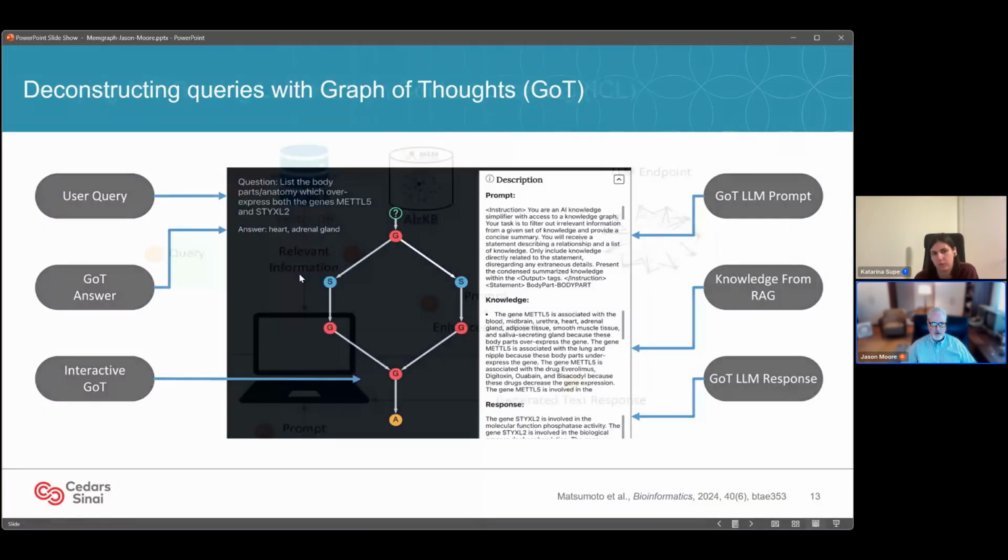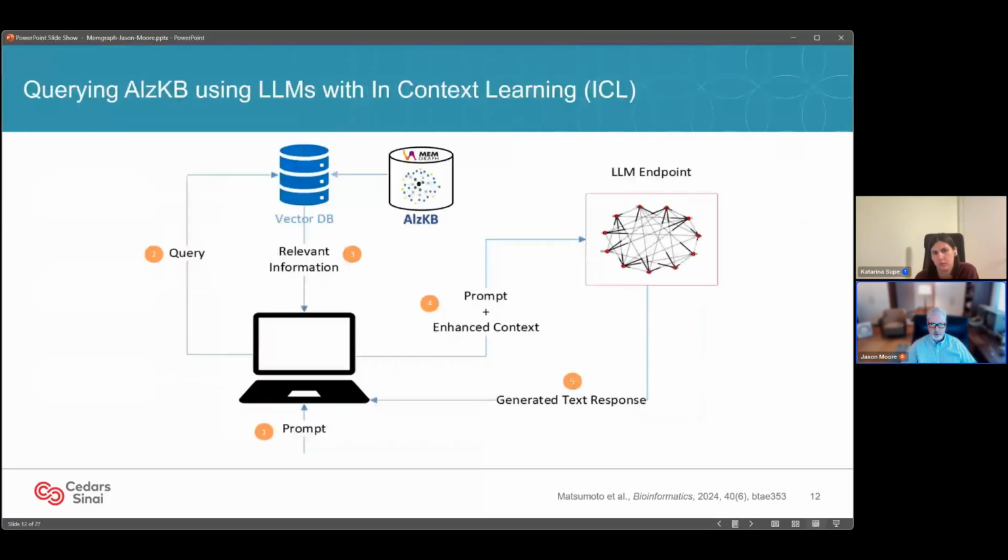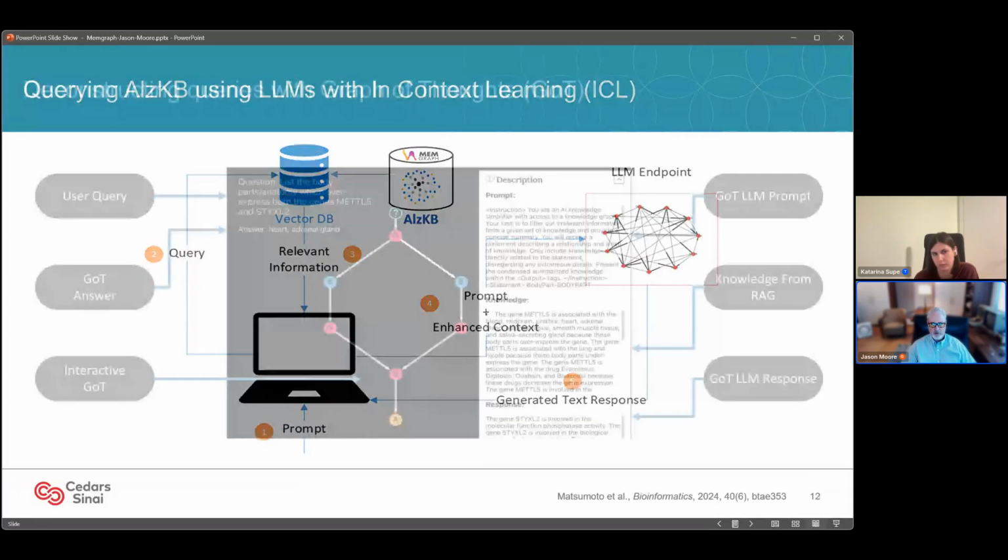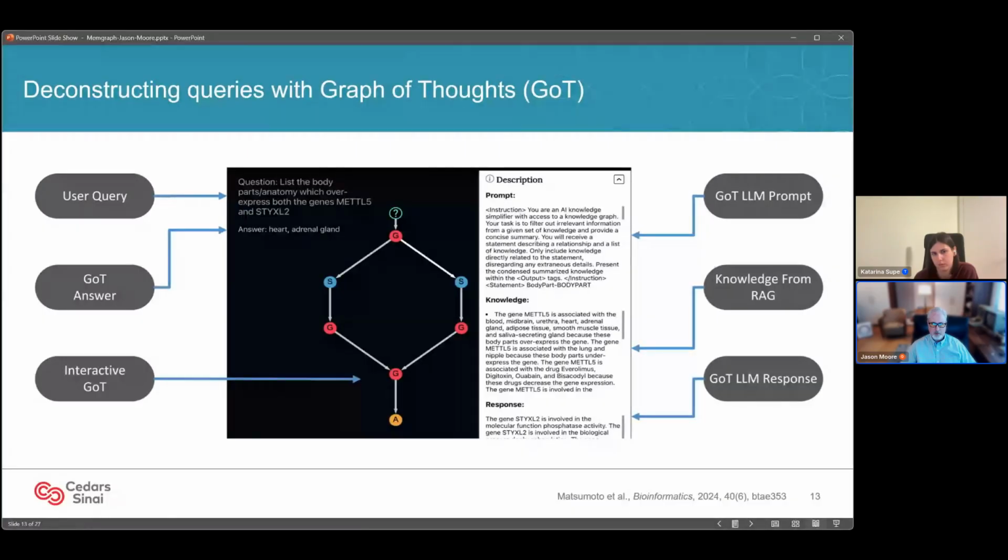So not only do we have to do this retrieval augmented generation and put the knowledge graph in a vector database, but we have to do this Graph of Thoughts and provide these sophisticated prompts with knowledge coming from the RAG to get it to answer the question.